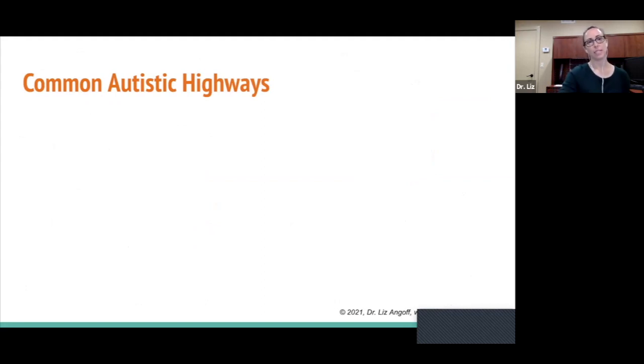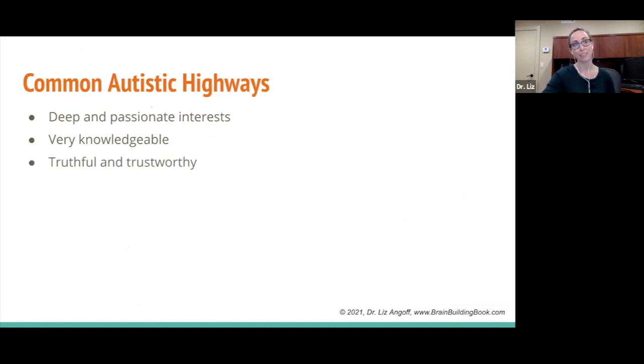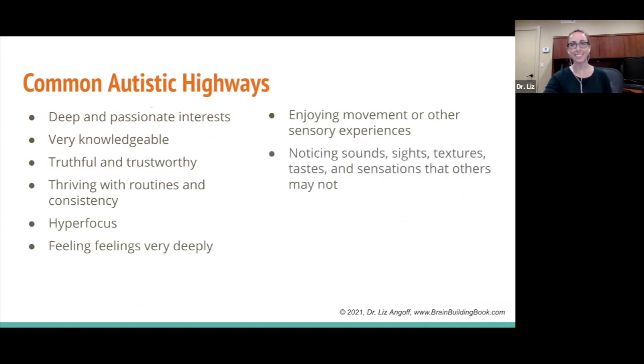So in thinking about autistic highways, some of the strengths that I see really commonly include deep and passionate interests, being very knowledgeable, being truthful and trustworthy, thriving with routines and consistency, having the ability to hyperfocus, feeling things very deeply, enjoying movement or other sensory experiences, noticing sounds, sights, textures, tastes, or sensations that others may not. I had a child walk in recently who was like, "Ooh, smells like a psychologist's office." And apparently there's something about us that all smells the same.